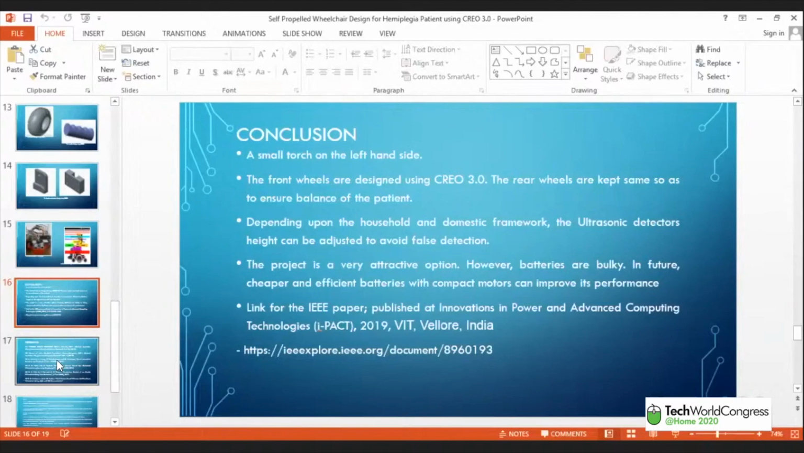Maybe someone else, if he or she takes up this task, will be able to give better performance than what we could manage to. We continued with this work, and we also published an IEEE paper, at Innovations in Power and Advanced Computing Technologies, IPACT 2019, at VIT Vellore, India. What I have done at the end of the screen that is visible to you right now is I have shown you the link for this paper. It is on the IEEE website. In case you have IEEE access, you can go there.